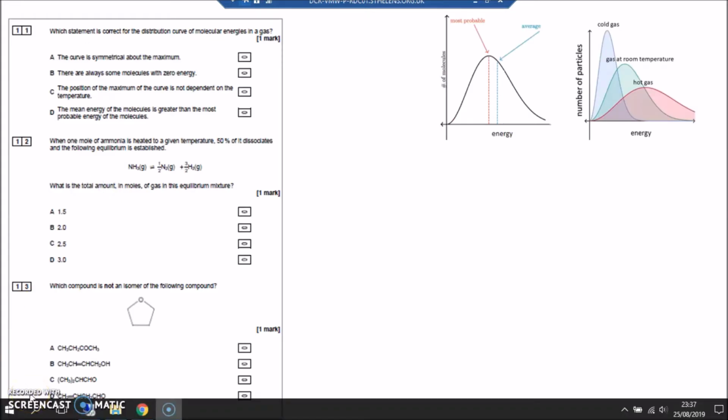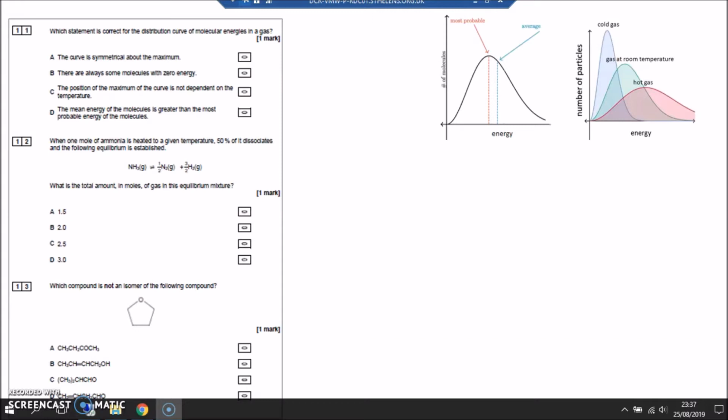Question 11 is about Maxwell-Boltzmann distribution curves. Which statement is correct for the distribution curve of molecular energies in a gas? Now I've got two curves here. I've got one at a single temperature, and I've shown you the most probable energy and the average energy, and notice the average energy is slightly to the right of the most probable energy.